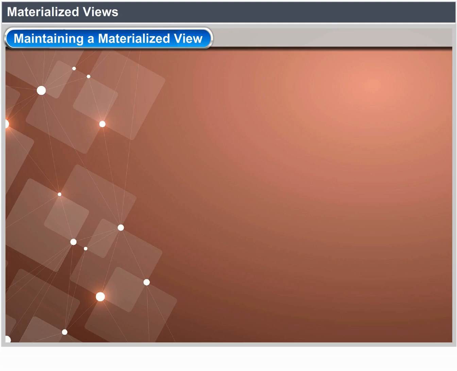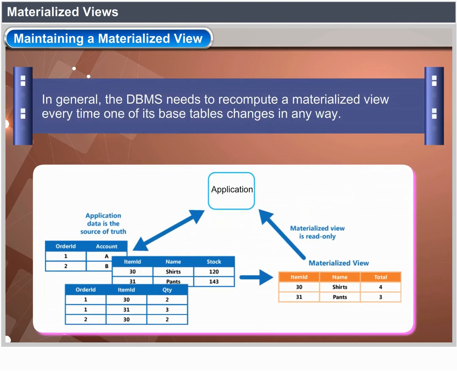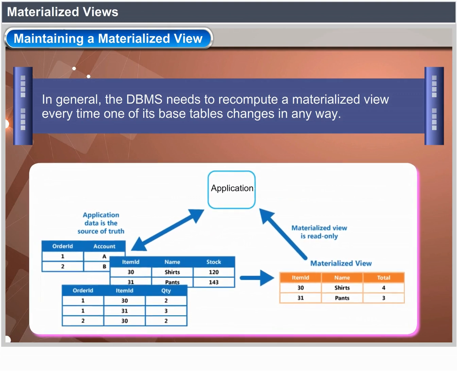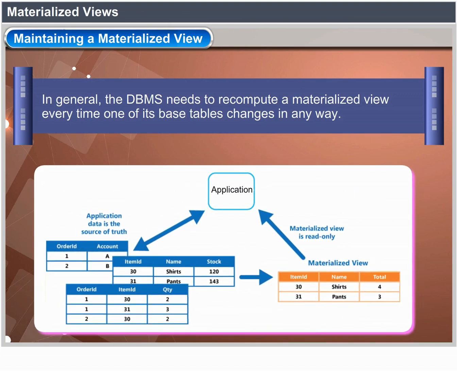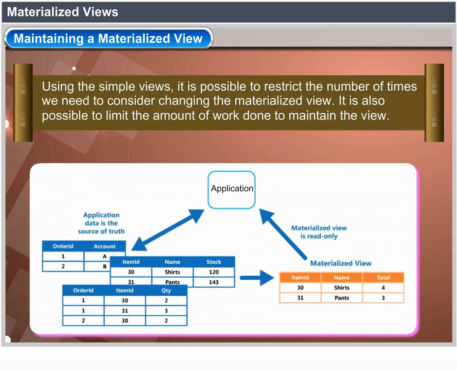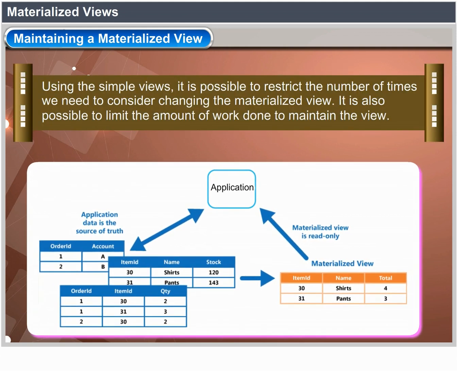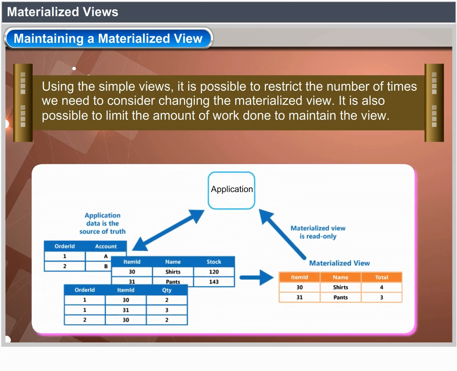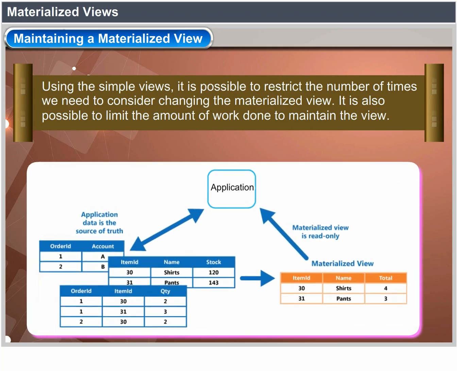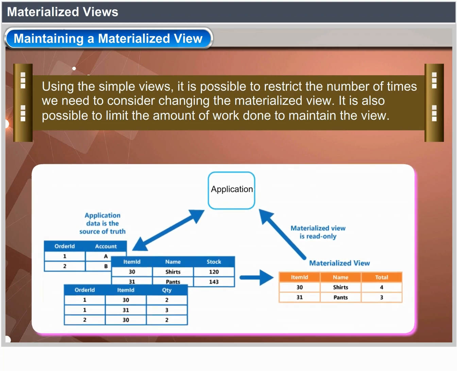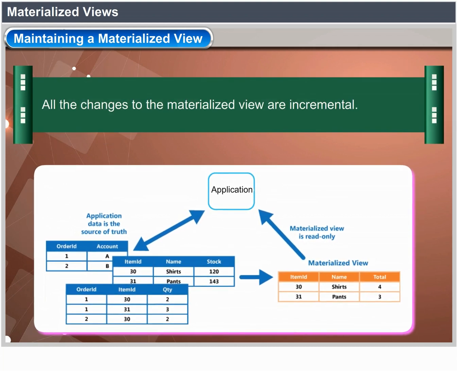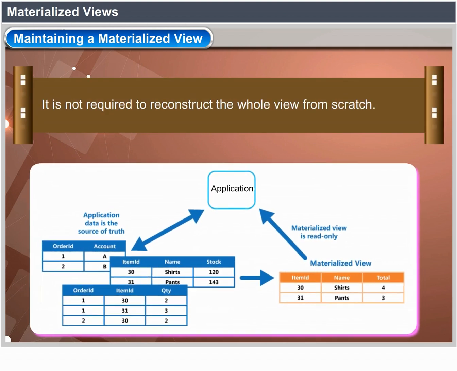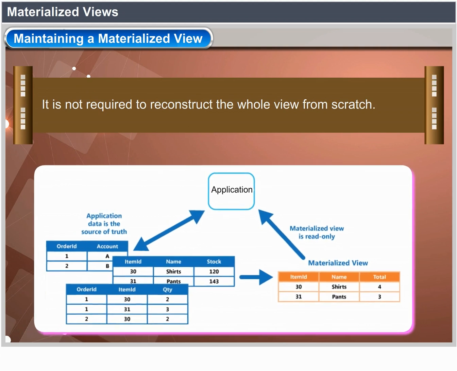Maintaining a materialized view. In principle, the database management system needs to recompute a materialized view every time one of its base tables changes in any way. For simple views, it is possible to limit the number of times we need to consider changing the materialized view, and it is possible to limit the amount of work we do when we must maintain the view. All the changes to the materialized view are incremental. That is, we never have to reconstruct the whole view from scratch.